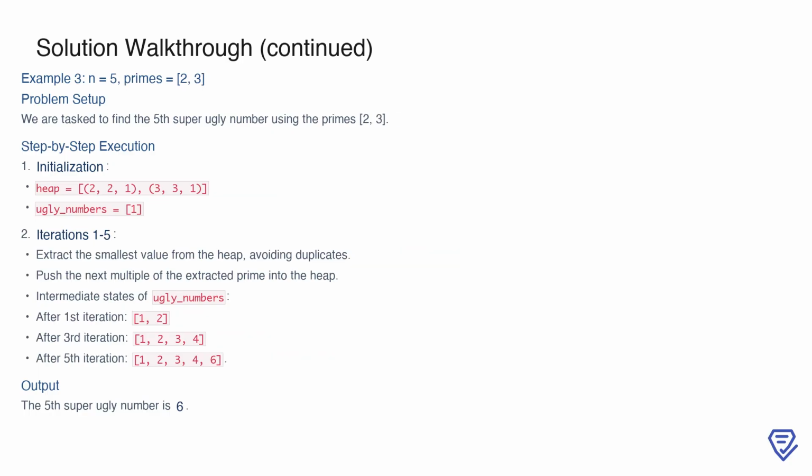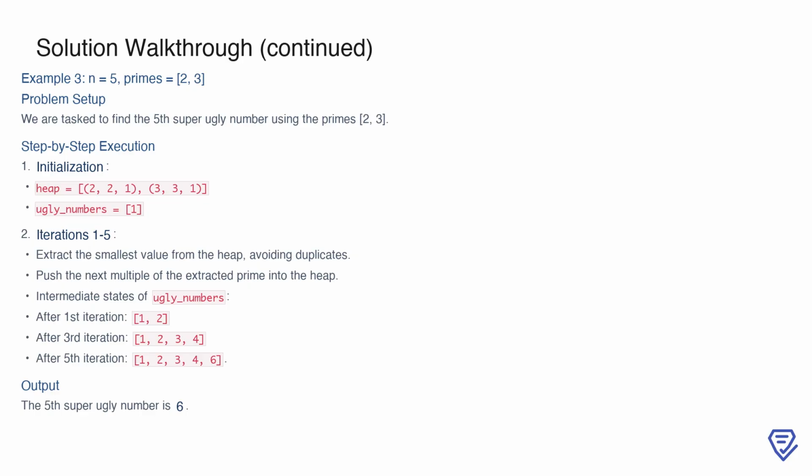Lastly, consider the example where we need to find the 5th super ugly number using the primes 2, 3. As before, we initialize the heap with the first multiples of these primes and set the result list to start with 1. During the first iteration, we extract the smallest value, 2, and add it to the result list. The next multiple of 2 is pushed into the heap.